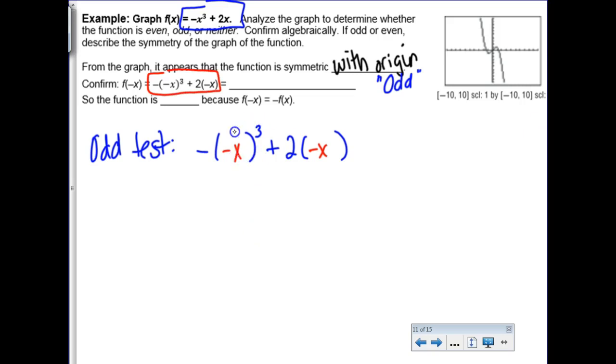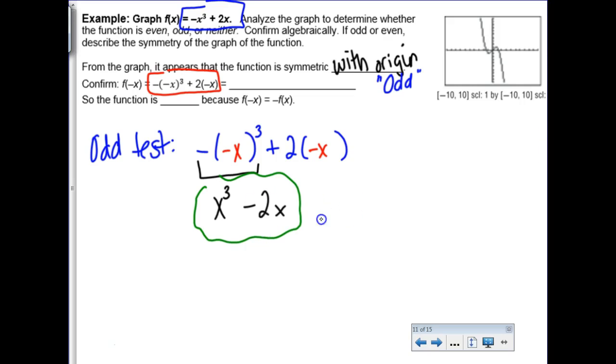So exponents go first. When you have negative x to the third power, this is going to end up being negative times x to the third power. But there's already a negative in front of it as well. So this entire term here is going to become a positive x to the third power. And then 2 times negative x will become a negative 2x. So here's the fun part. You have to compare this to this. Now clearly, guys, they are not the same. If they were the same, we would have said this was an even function. We already knew it was uneven.